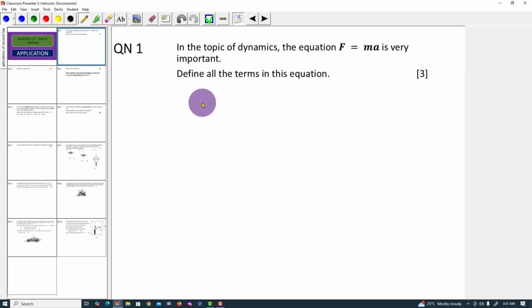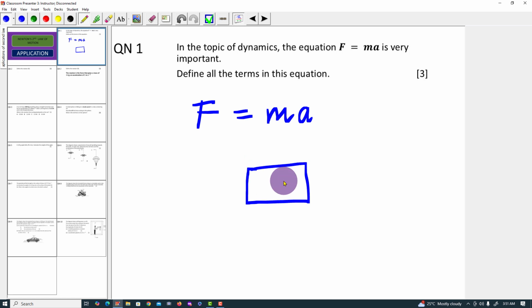Define all the terms in this equation, which we have been told is very important. F is equal to ma. Let's start with the F. F is the resultant force which acts on an object of mass m, and when it does that, it produces an acceleration a, which is in the direction of the force. It is just as simple as that.